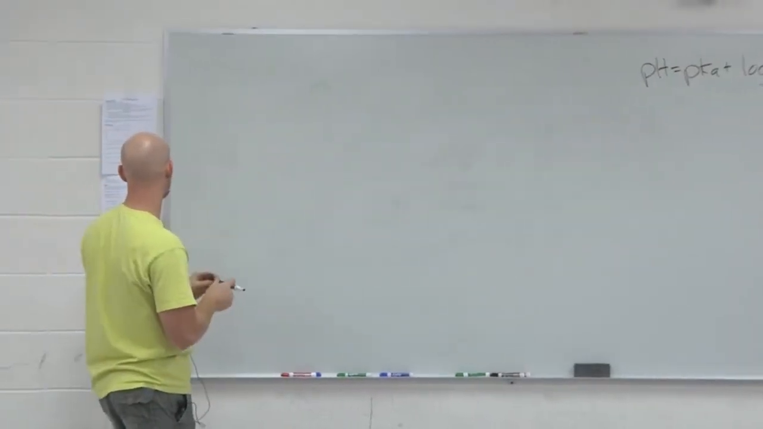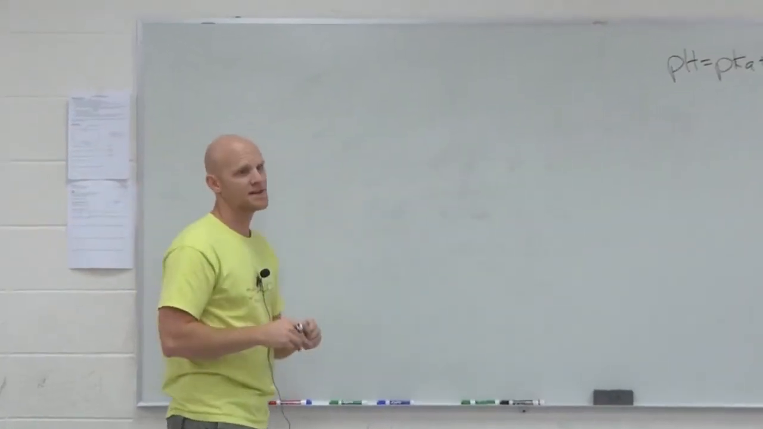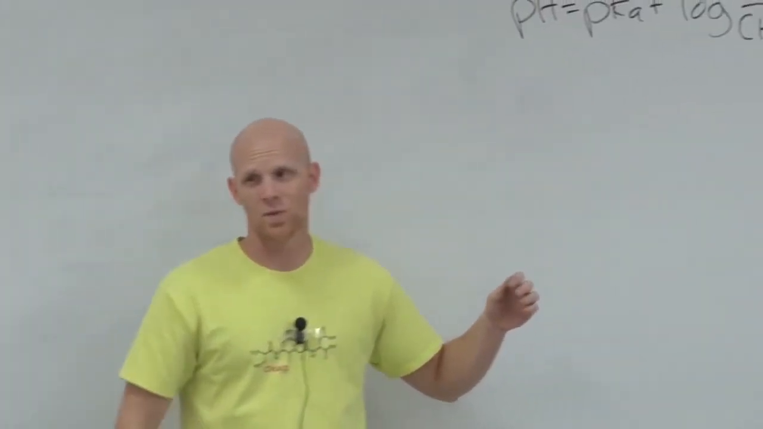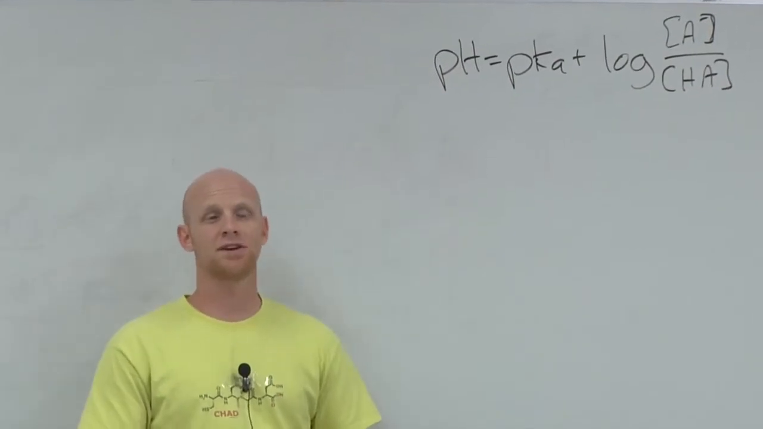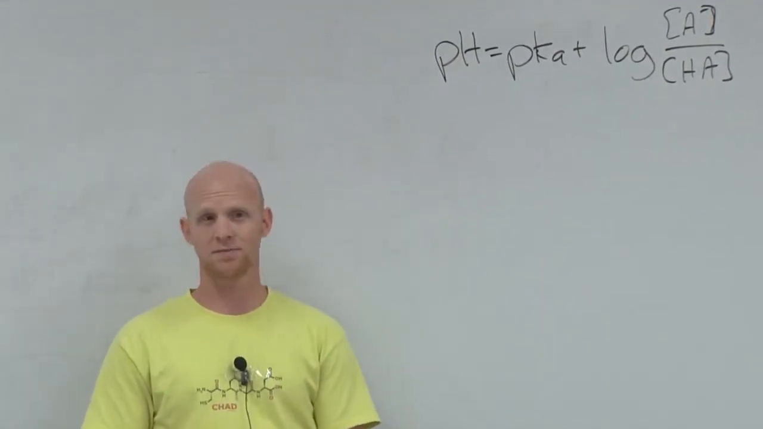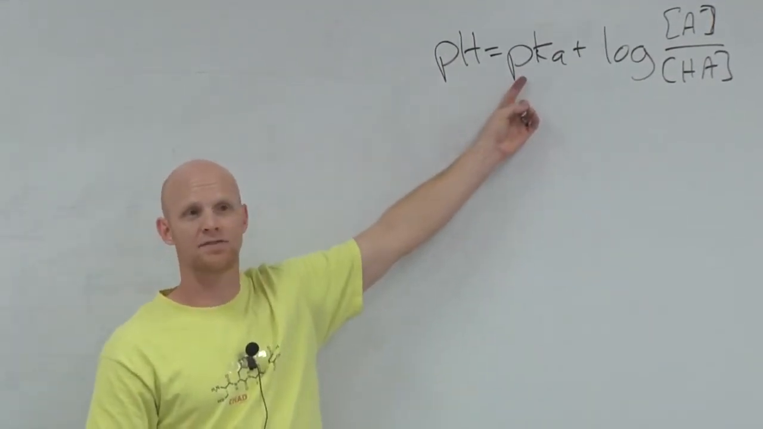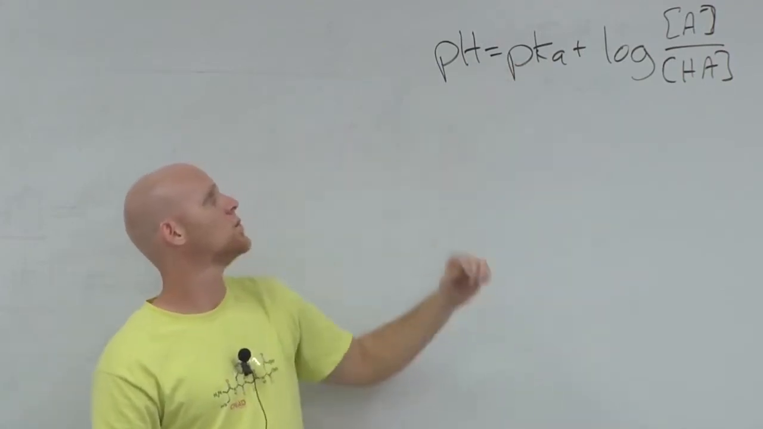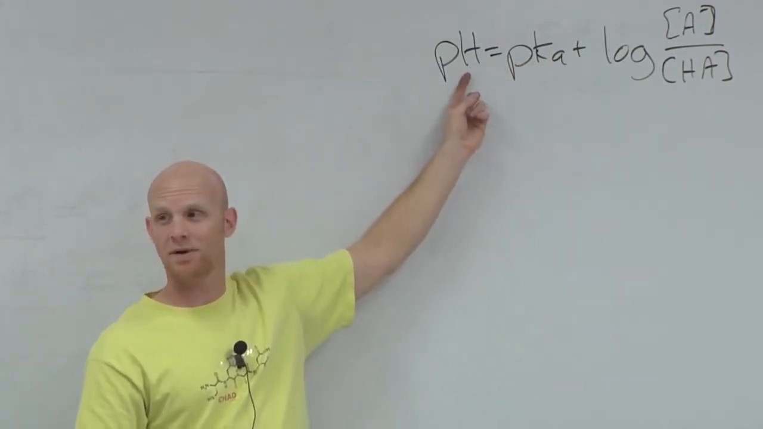So let's look at some calculations involving buffers. For a typical buffer, what we're going to give you is a particular acid conjugate base system. We'll give you the pKa of the acid you need to use. We'll also tell you what pH we want you to make the buffer at.